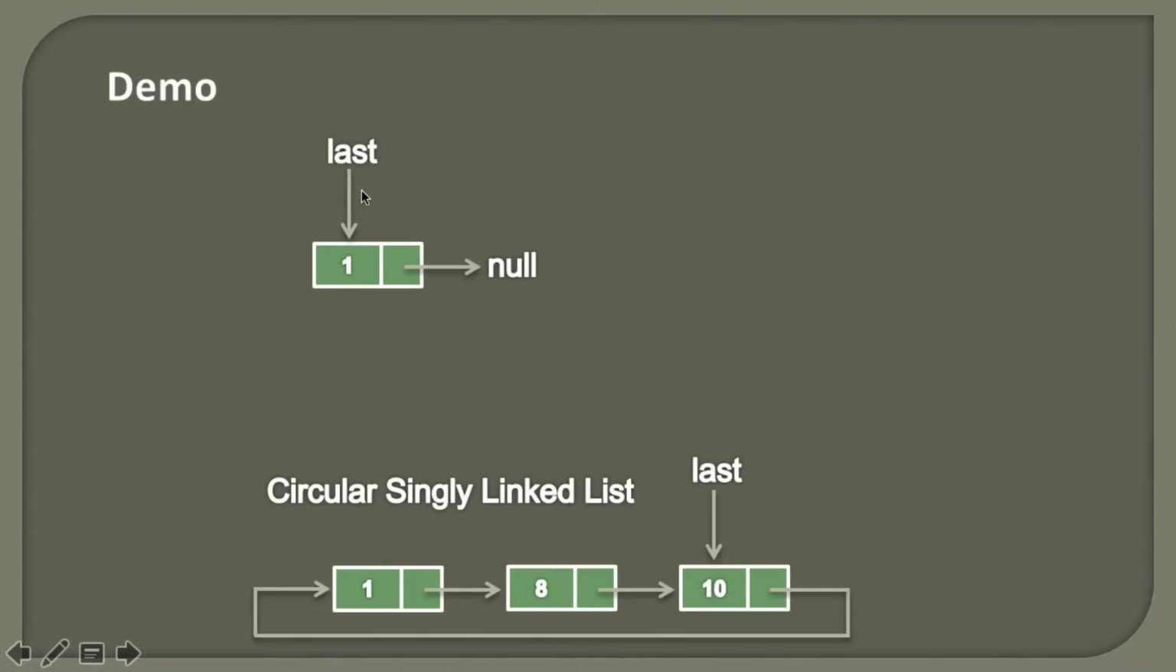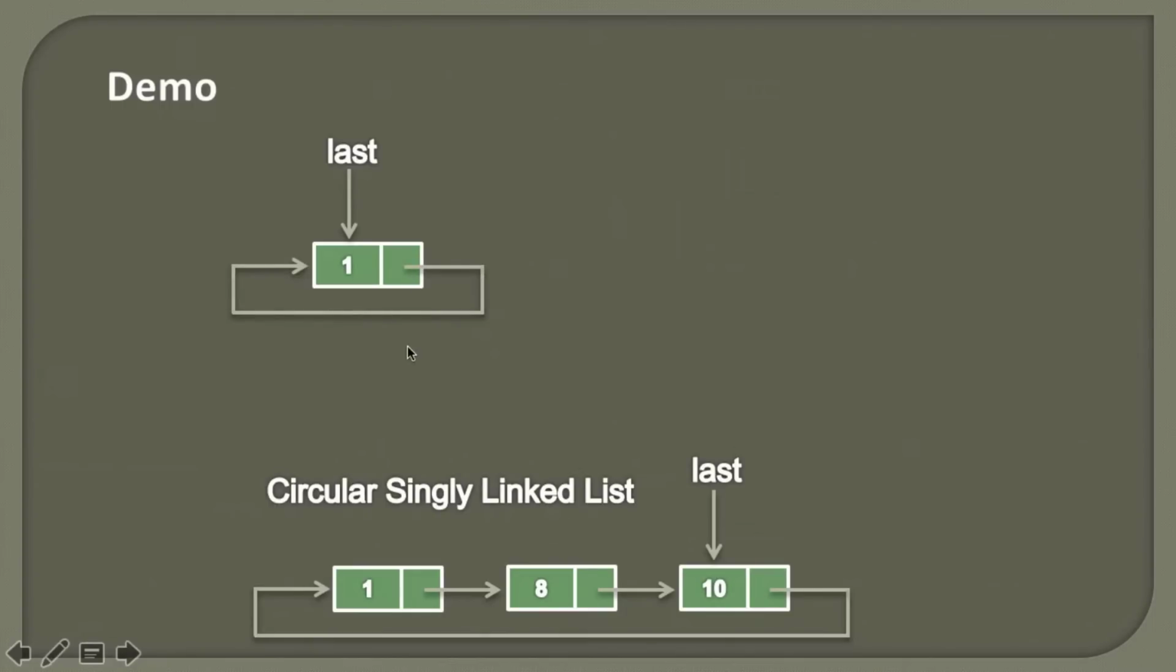So now last is pointing to the node having data as 1, and we also know that a circular singly linked list has the property that last next points to the first node. But here if you see, there is only one node. So basically this node is the last node of the circular singly linked list and also the first node. So last next should point to this node only. So it would look something like this.